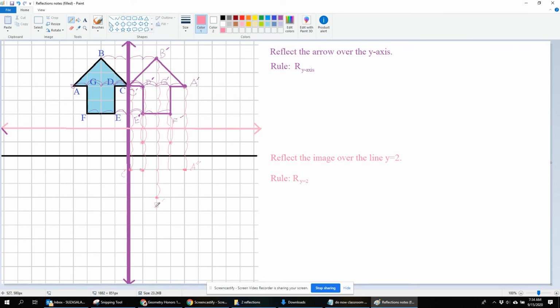So for this shape, I'm naming them double prime because I'm taking A prime and I did a second transformation. So now it's A double prime, B double prime, C double prime, D double prime, and then connect the dots again.